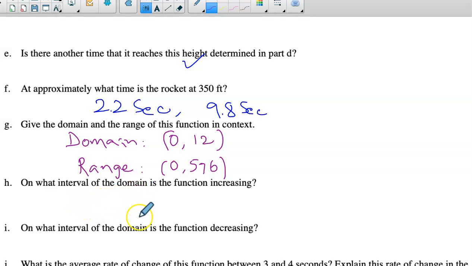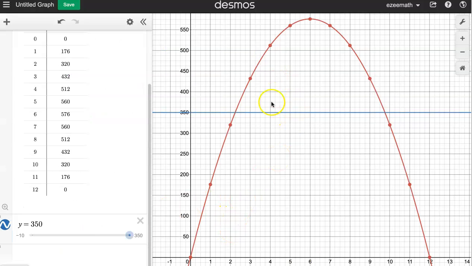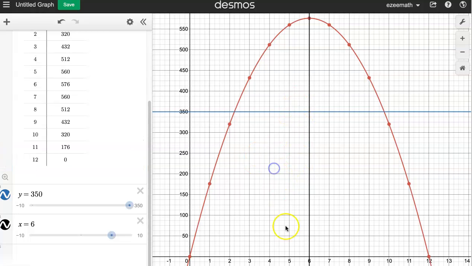On what interval of the domain is the function increasing and on what interval is it decreasing? So the increasing interval you have here: from 0, the maximum height reached is 576 up to this. And again from 576 it came to 0. So x equal to 6, or the time t equal to 6, is the one that separates the increasing and decreasing values. So I have drawn one line there at x equal to 6. You see, so these are the domain values.